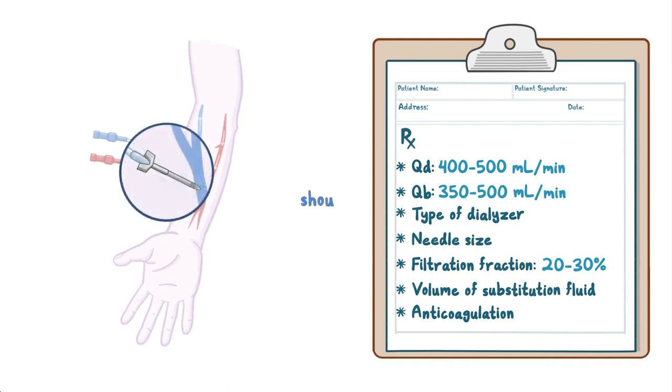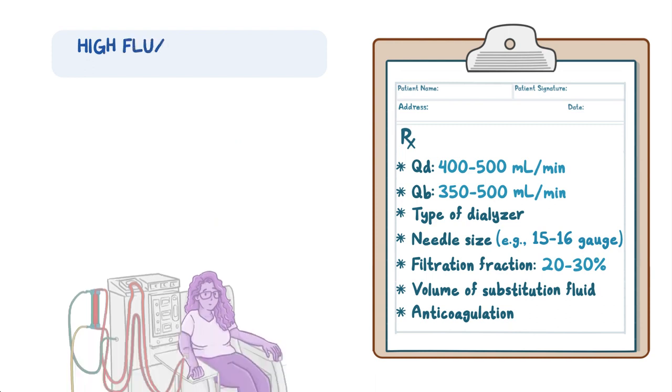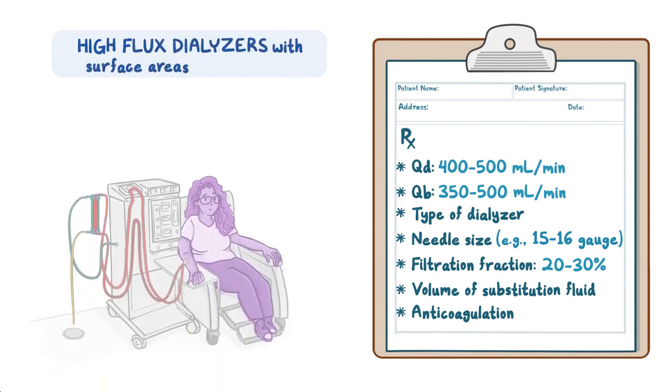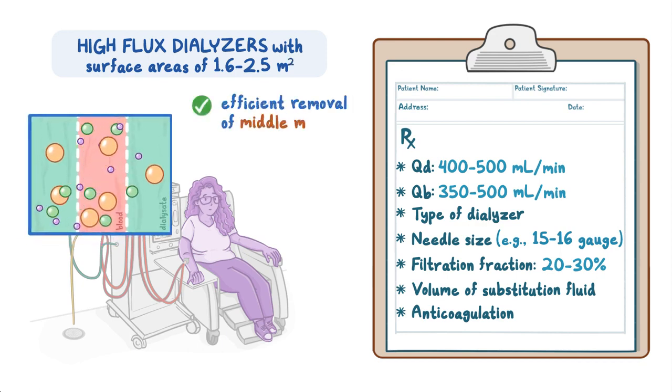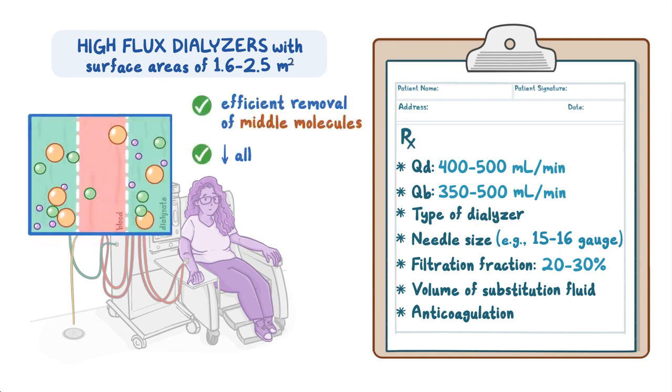Needle size should match QB, and 15 to 16 gauge have been used successfully in HDF treatments. High flux dialyzers with surface areas of 1.6 to 2.5 meters squared can provide efficient removal of middle molecules while minimizing albumin loss. Anticoagulation usually involves heparin.